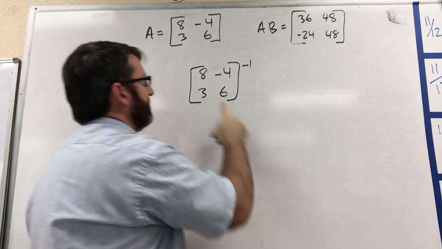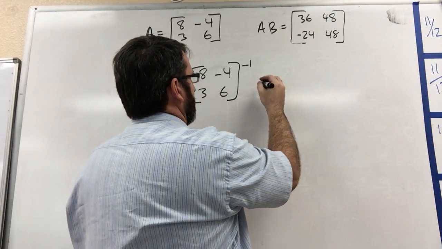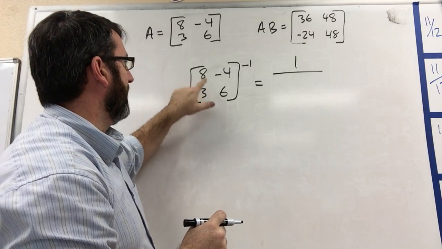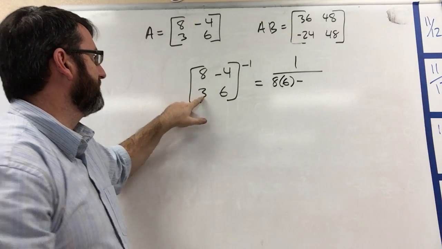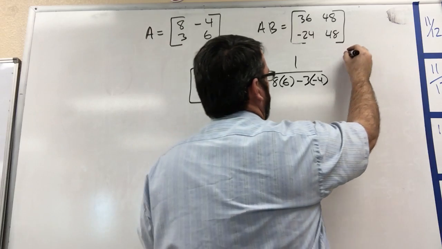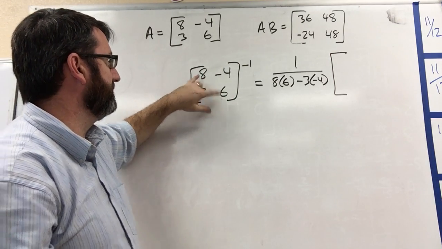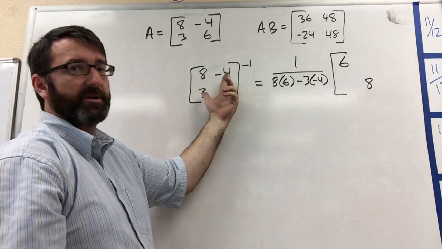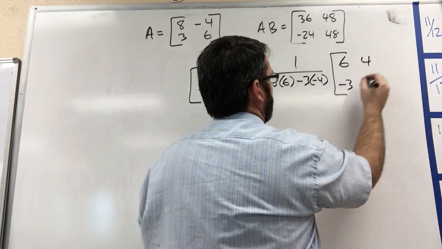I'm first going to start off by finding the inverse of this matrix. So that inverse is going to be 1 over the determinant. Remember, the determinant is this number times this number, so 8 times 6, minus this number times this number, so 3 times negative 4. Multiplied by this matrix, but with these two numbers switched. So we'll put the 6 up here and the 8 down here. And these numbers stay where they are, but they change signs. So this will be positive 4 and negative 3.